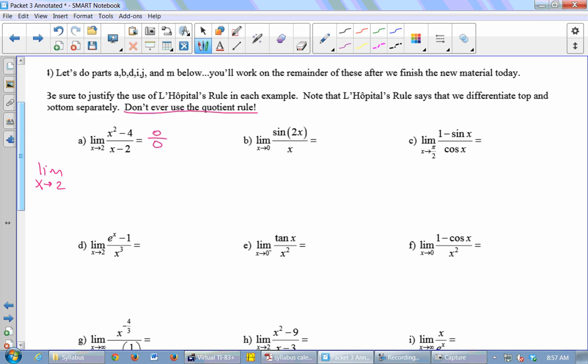So L'Hopital's rule says I can take the derivative of the numerator and the denominator. So the derivative of my numerator is 2x, derivative of the denominator is 1. Now what happens when you plug in a 2? You get 4. There's our limit.